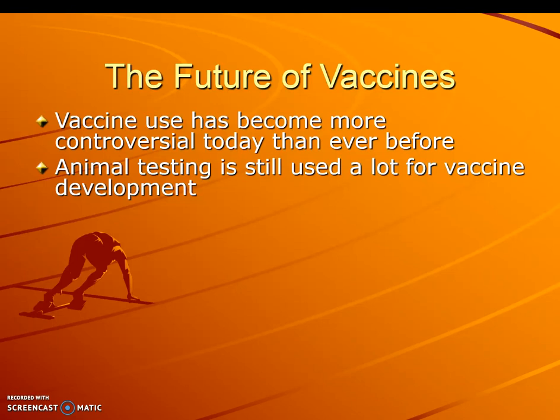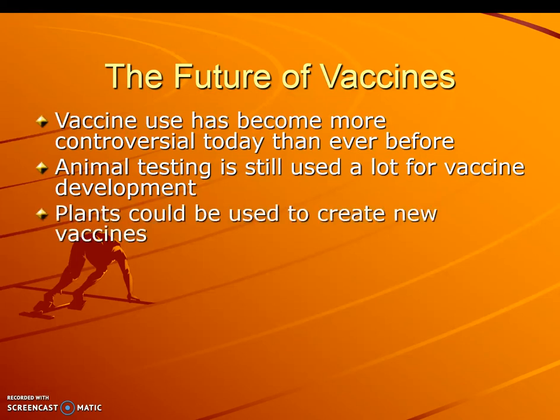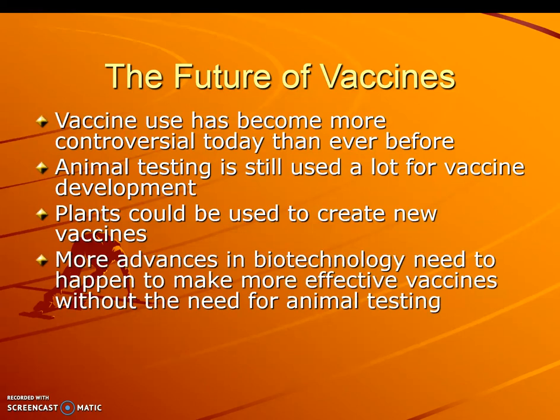There's still a lot of animal testing being used for vaccines. This is yet another controversial area, because some people are against animal testing and lab animals being used in studies for human health. Another possible future for vaccines is using plants to create new vaccines. The need for more advances in biotechnology to make more effective vaccines without the need for animal testing is huge right now. There have been lots of advancements over the last few years, and those advancements continue on.